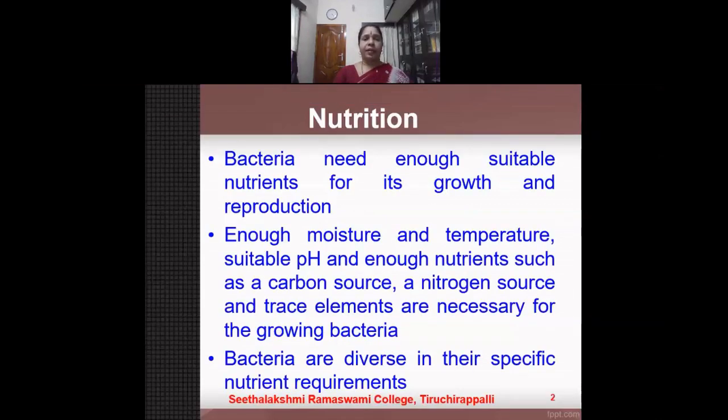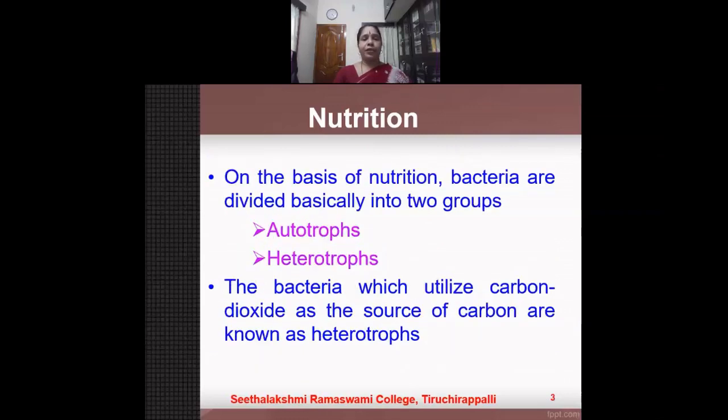Nutrition of bacteria. Bacteria need enough suitable nutrients for its growth and reproduction, enough moisture and temperature, suitable pH, and enough nutrients such as carbon, nitrogen, and trace elements are necessary for the growth of bacteria. Bacteria are diverse in their specific nutrient requirements. On the basis of nutrition, bacteria are divided basically into two groups, namely autotrophs and heterotrophs.